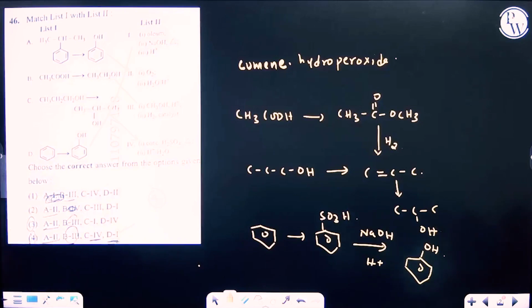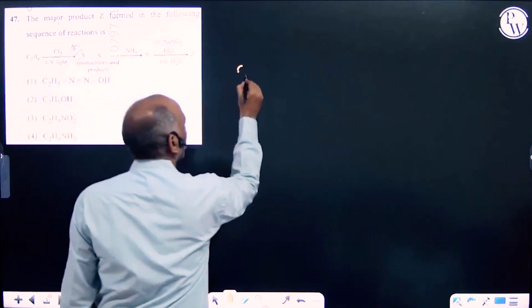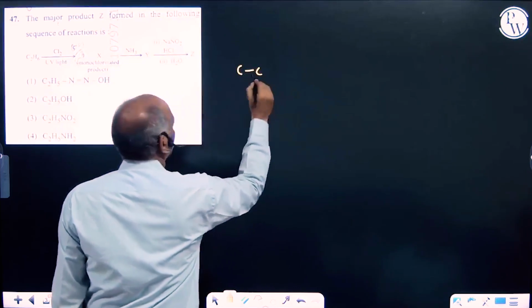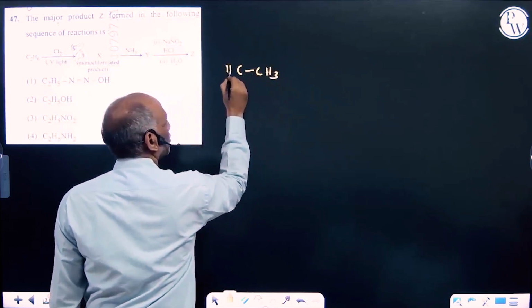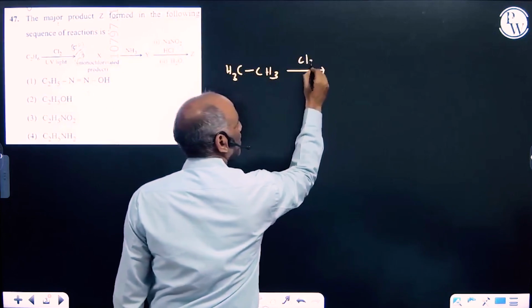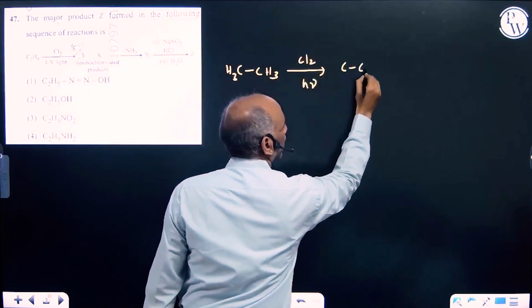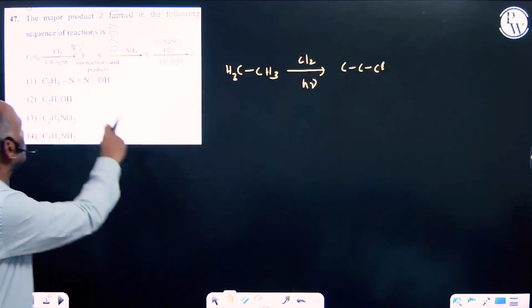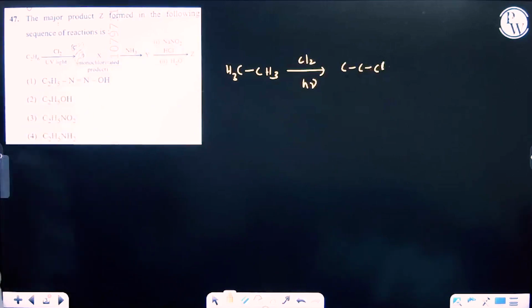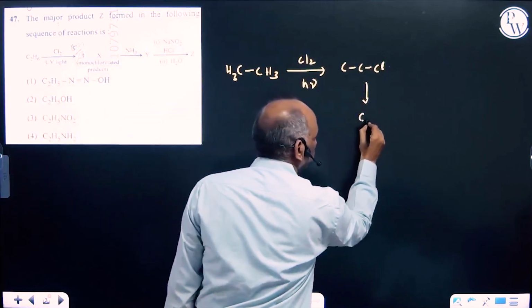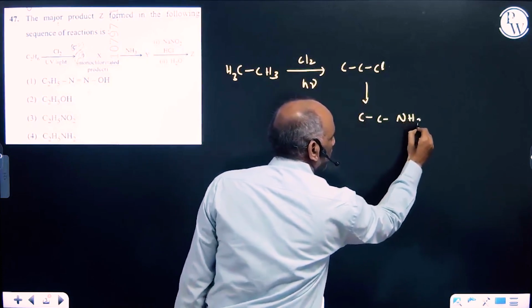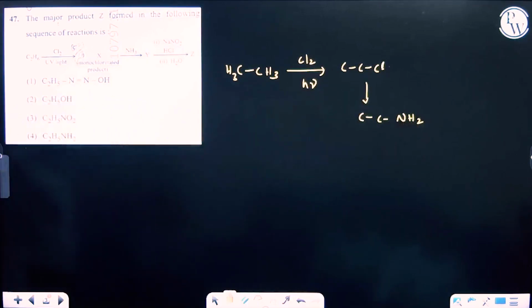So if you go down to the next question, the major product Z formed in the following sequence of reaction, it is given. Ethane on chlorination in presence of sunlight, that will give rise to monochloro product. So here it is given as ethane, treat that with chlorine in presence of sunlight, that will give rise to ethyl chloride. Then it was treated with ammonia, it will give rise to ethyl amine or aminoethane.